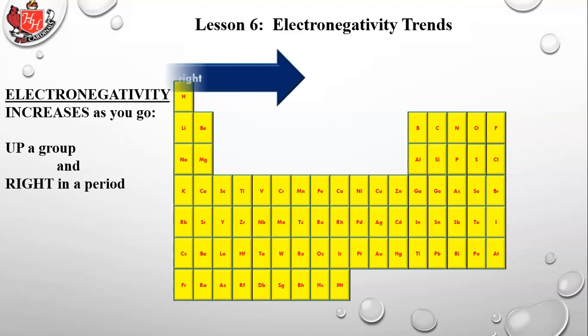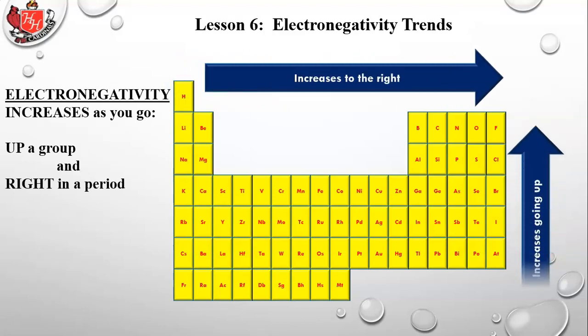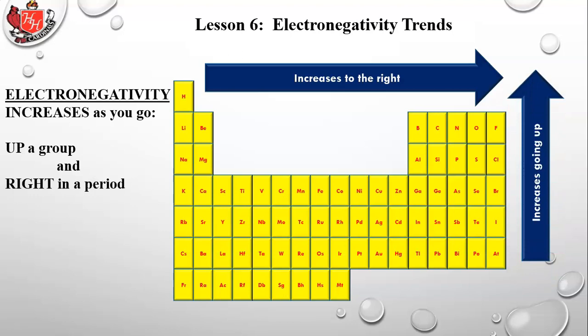So electronegativity increases as you go up a group and right in a period. So the trend is the same as ionization energy, as you might expect, because as we said, they both have to do with pulling in on electrons.